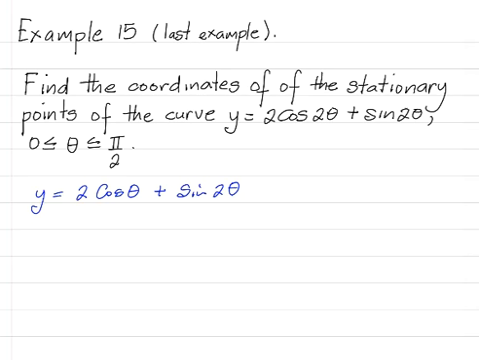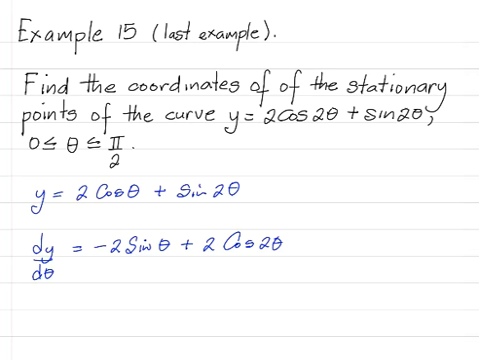So to do that, I have to differentiate dy by d theta. Differentiate cos to get minus sine, so it's minus 2 sine theta. Differentiate sine to get cos, so this is 2 cos 2 theta. You differentiate sine and you get cos, but then you have to multiply by the differential of the inside function. The inside function is 2 theta, and if you differentiate 2 theta with respect to theta, you're going to get 2.